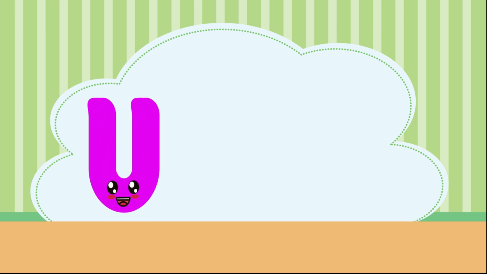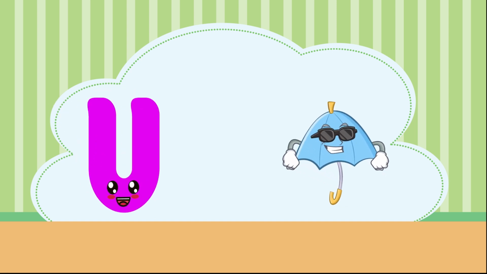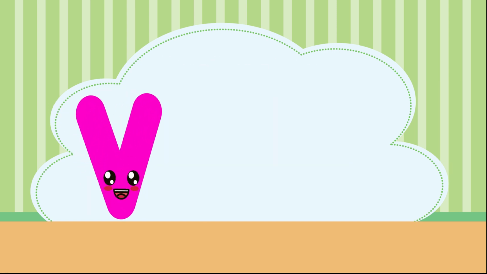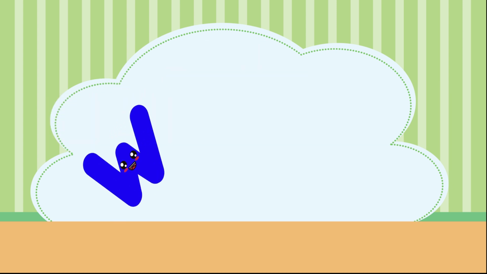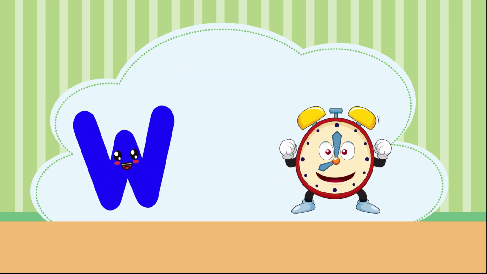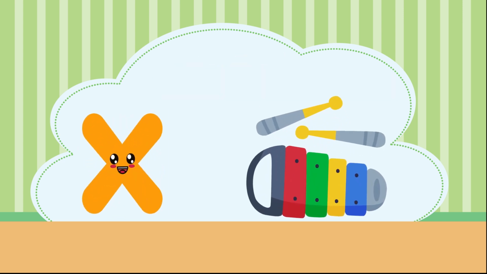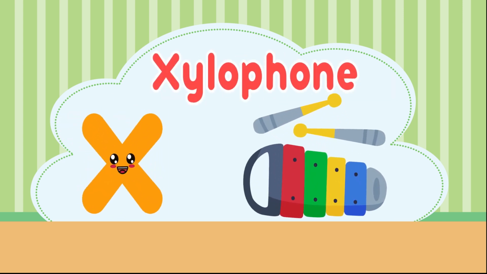U is for umbrella, a, a, umbrella. V is for violin, v, v, violin. W is for watch, w, w, watch. X is for xylophone, z, z, xylophone.